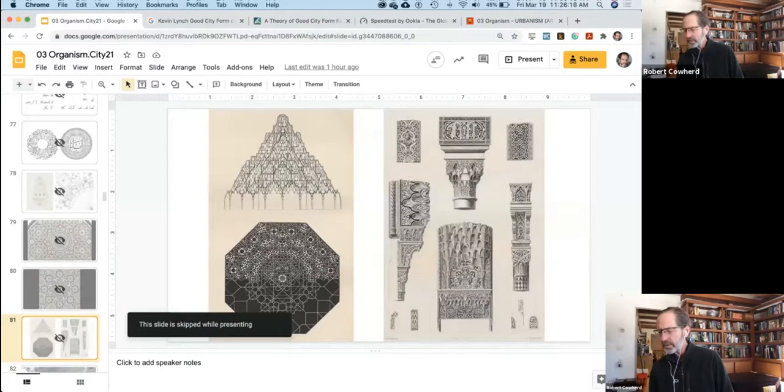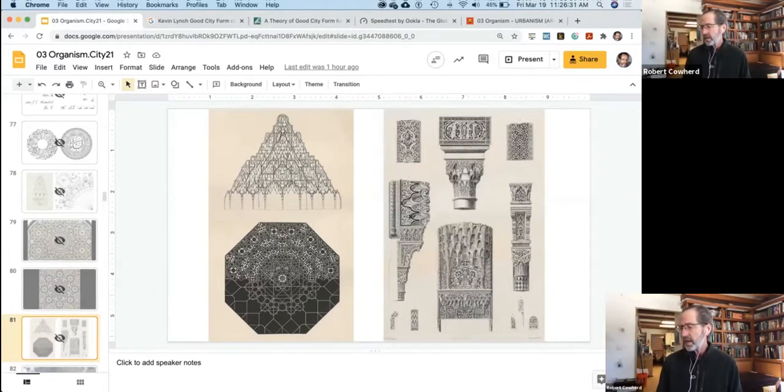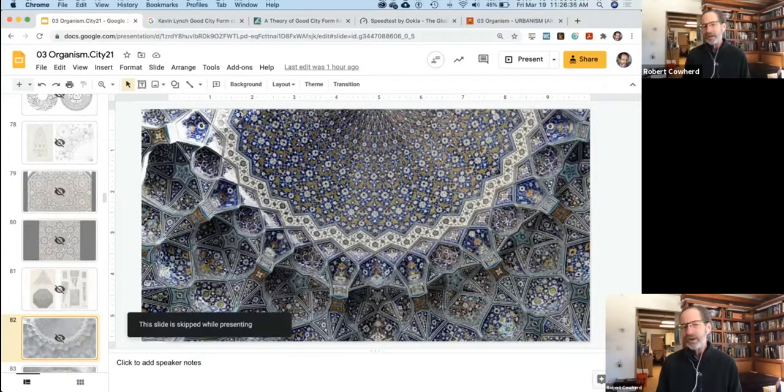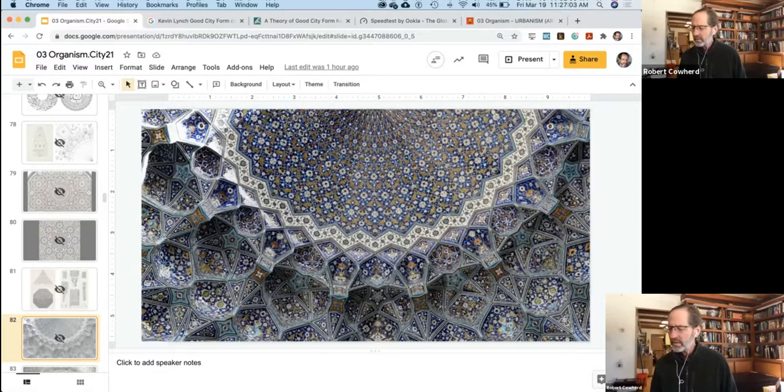Here's some of the elaborate geometries of the Mukarnas squinches that have fascinated architects for centuries, and computer scientists are still trying to figure out what is the mathematics that are required to get mosaic tiles into these geometric shapes of domes. This is called non-Euclidean geometry. Euclidean geometry is geometries that are understood by the application of rectilinear XYZ Cartesian coordinates. These are much more complex double curvature forms upon which these flat elements are applied.